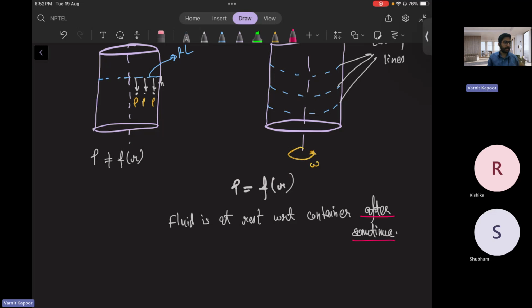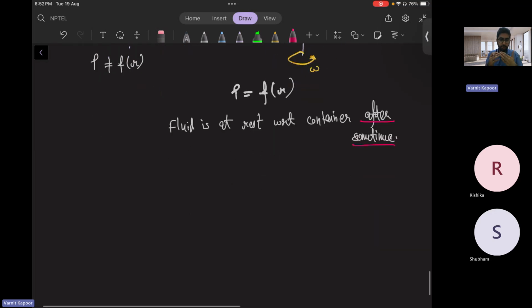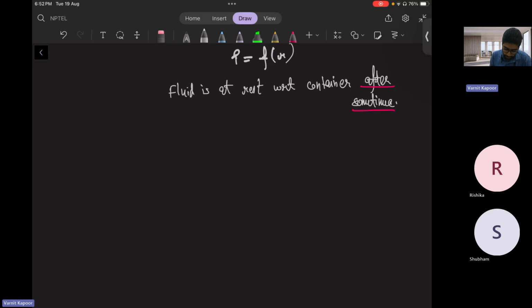Another point is that for an ideal fluid, viscosity is 0, which means shear stress is 0. So outside the boundary layer, the flow will be ideal flow. Ideal fluid is nothing but zero viscosity, that is, zero shear stress.